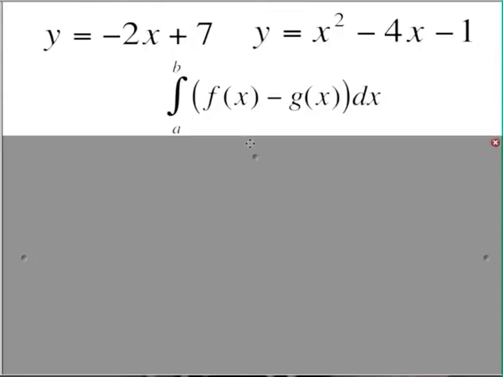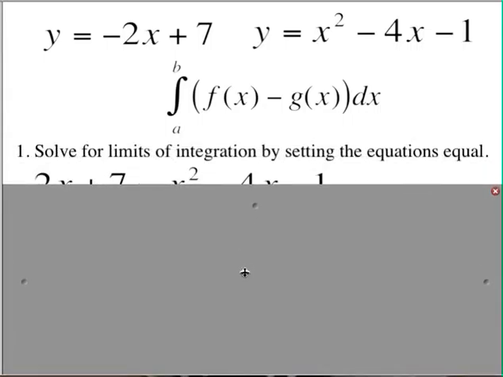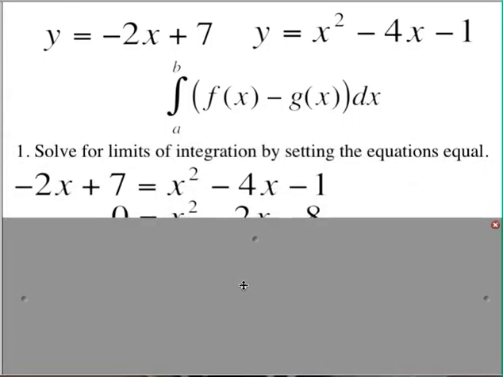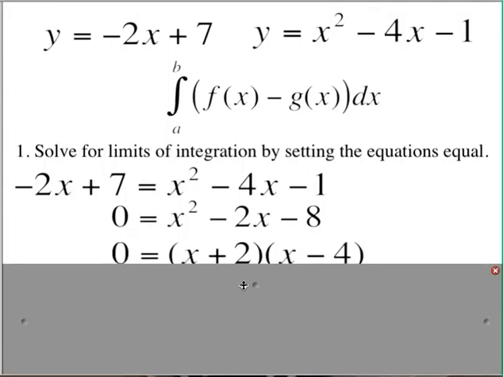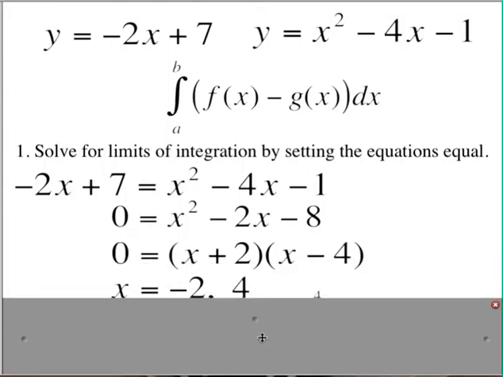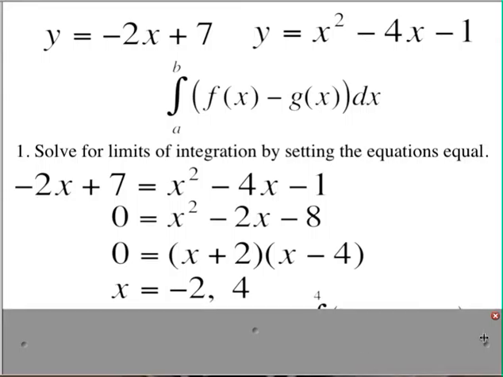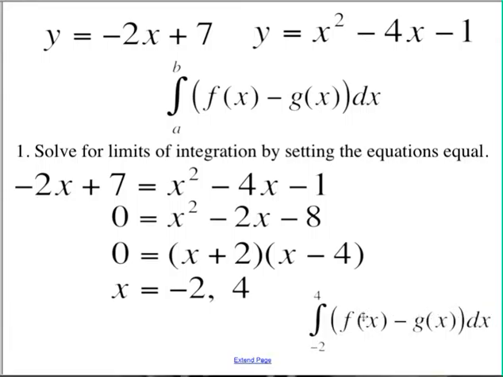So the first thing is to solve for the limits of integration, and when you do that, most likely you're solving for the points of intersection. So in this case, we're going to set the equations equal to each other and solve for the two x values. When you do that and you factor, you get x equals negative 2 and 4, and so our limits of integration are going to be from negative 2 to 4 on the integrand.